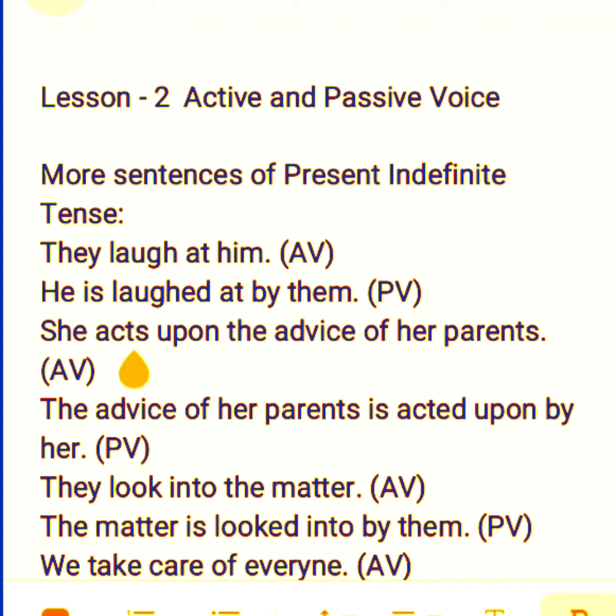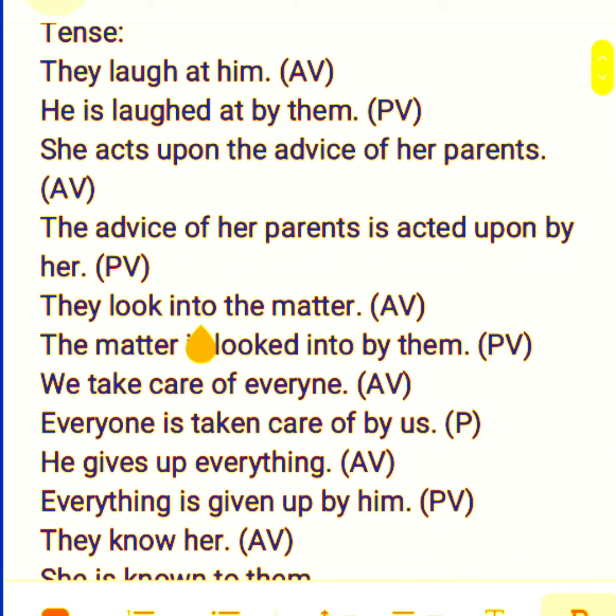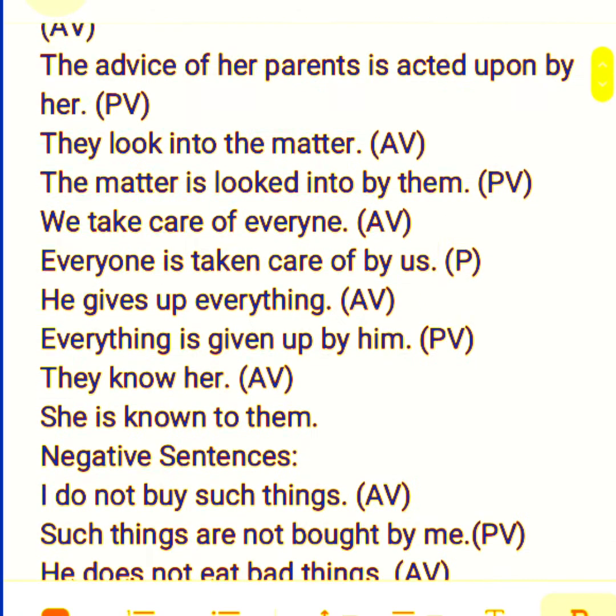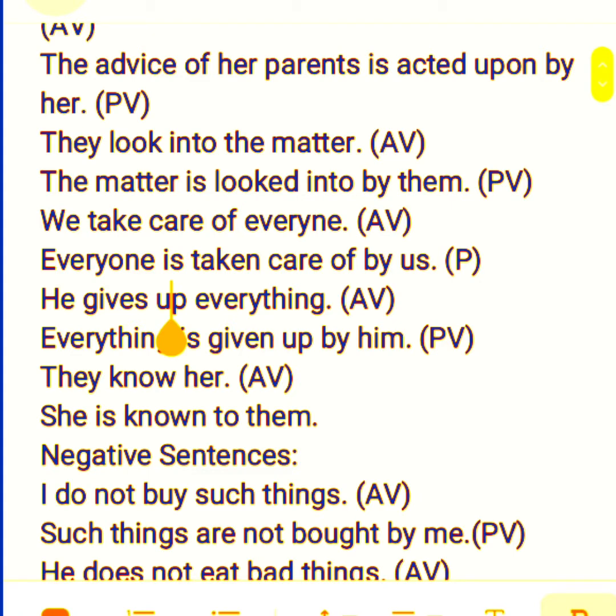Now look at this sentence. She acts upon the advice of her parents. Now acts upon, we have to change just this verb, acts into acted, acted upon. Okay, now look at this sentence. The advice of her parents is acted upon by her. They look into the matter, is looked into by them. We take care of everyone, is taken care of by us. He gives up everything, is given up by him.